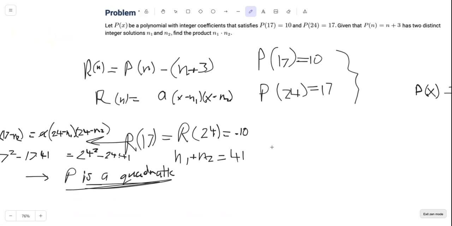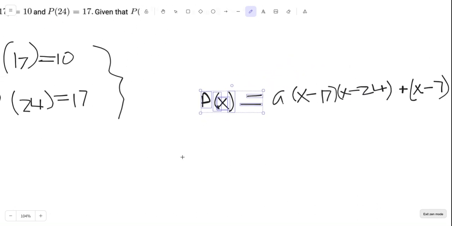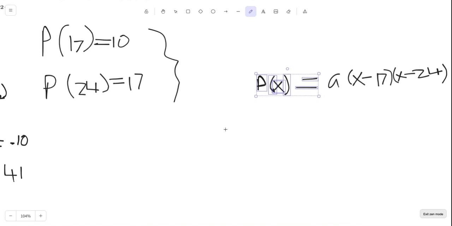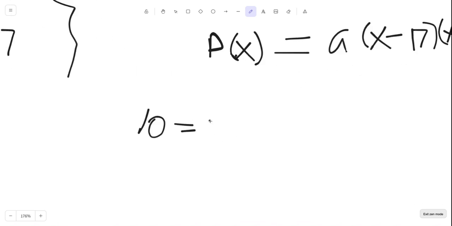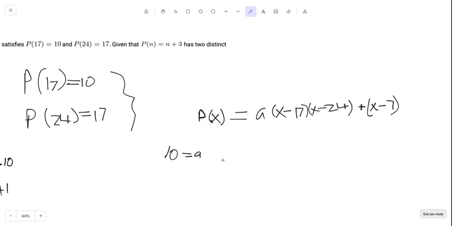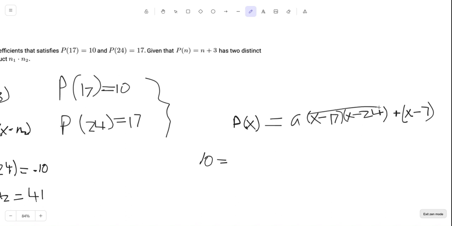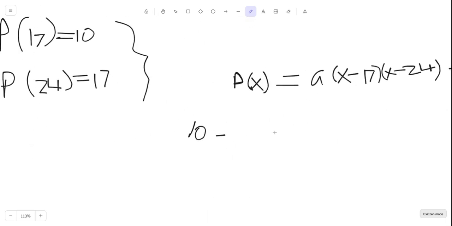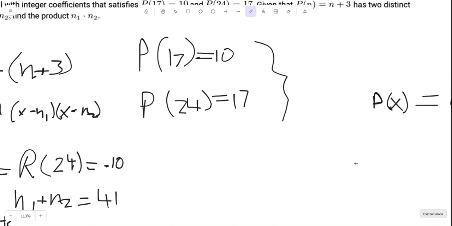Alright, so what else do we do now? Well, if I substitute directly into P, for example, I have P of 17 is equal to 10 is equal to 8 times x minus 17, which is already there, and same for 24. This term is 0 for both 17 and 24, but not this term. Okay, never mind. That doesn't give us any new information. So what do we look at next?